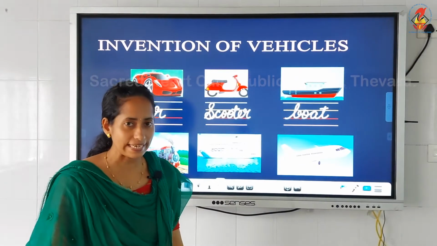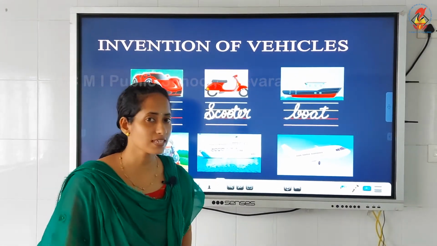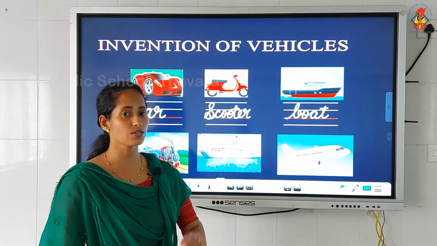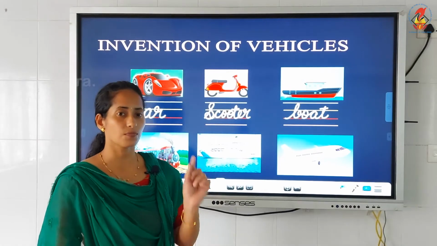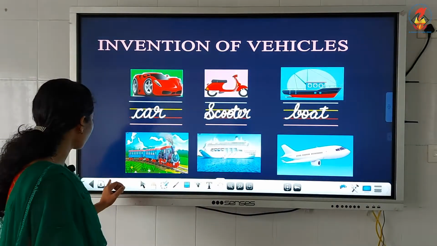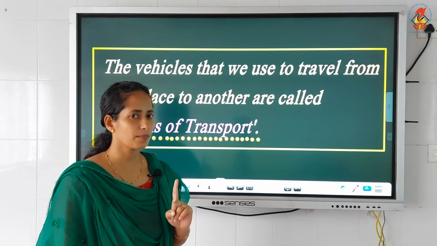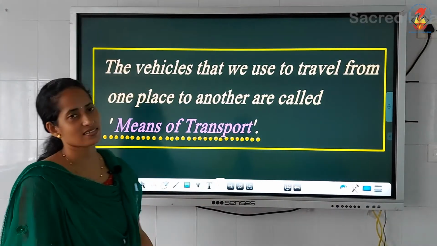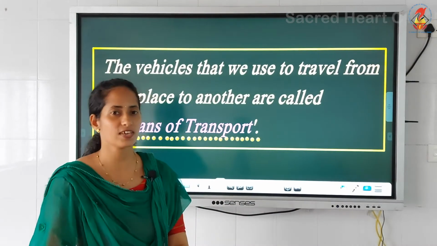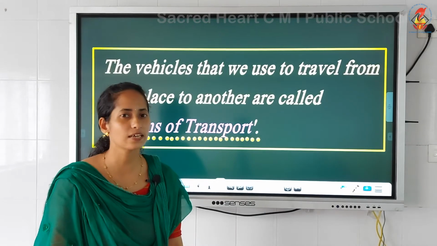Okay, so I hope it is clear for you. So we are talking about means of transport. How do we travel from one place to another? So the means of transport, we are going to learn the definition. I think there will be a confusion for the pronunciation of vehicles. So the correct way of pronouncing vehicles is vehicles. Is it clear, children?